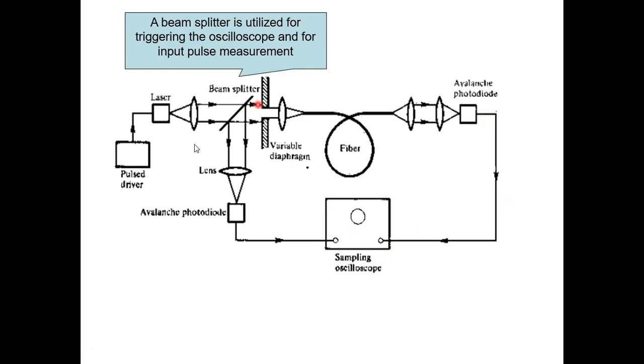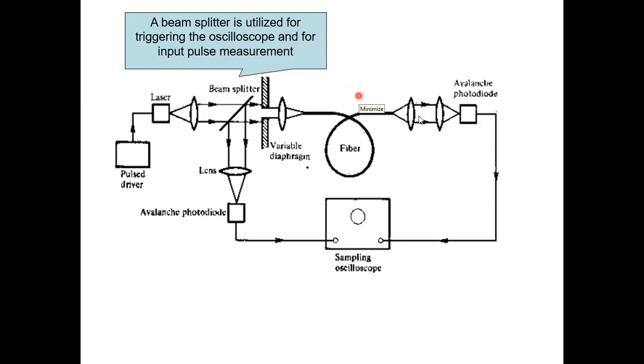So here this is about the beam splitter. A beam splitter is utilized for triggering the oscilloscope and for input pulse measurement. Now can anybody tell, this measurement will give me, what kind of measurement is this? Time domain measurement or frequency domain measurement if I'm using an oscilloscope? Time domain, yes.